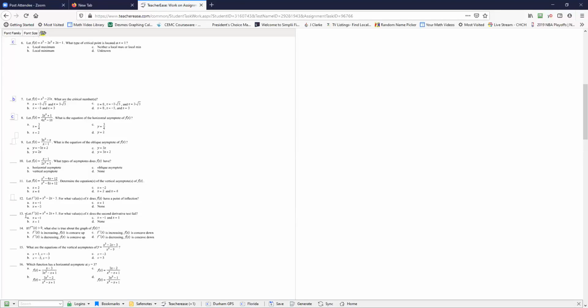To determine whether we have a point of inflection, we set up a table, knowing that the second derivative equals 0 at 1. There's a possible point of inflection there. Let's go from minus infinity up to 1, and from 1 to infinity. Take a point in the interval between minus infinity and 1. I always say use 0 if 0 is available.